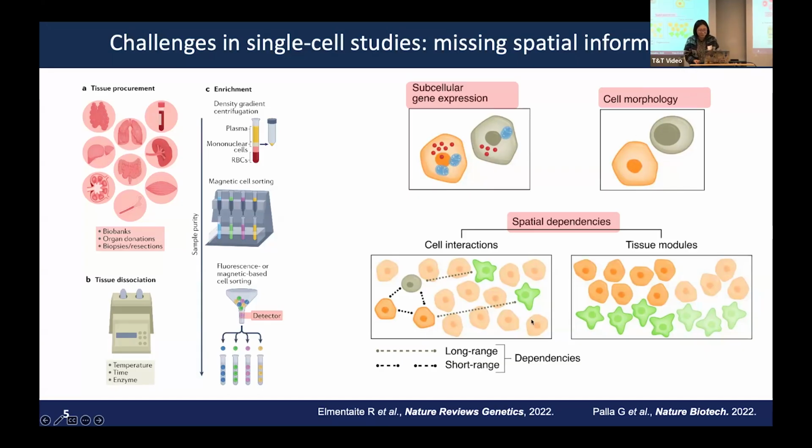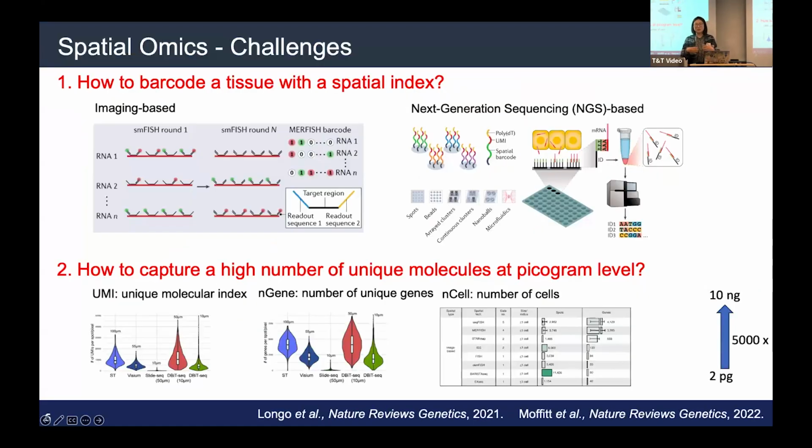And as I mentioned before, the spatial dependencies between different cells and how cells organize into tissues are also missed. So spatial omics seems to be a very straightforward downstream from single cell, but there are still two big challenges in spatial omics. First one is how we can barcode the tissue when you have a very small number of molecules that can be detected. How do you put a location index at the cellular resolution? And the second challenge is how do you capture a high enough number of unique molecules at the picogram level?